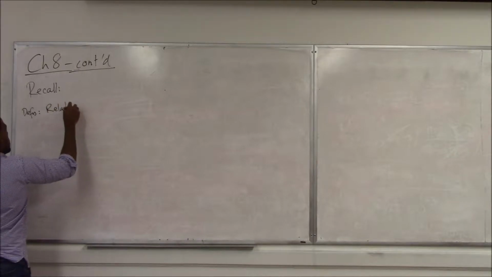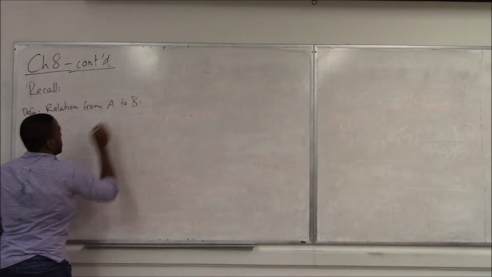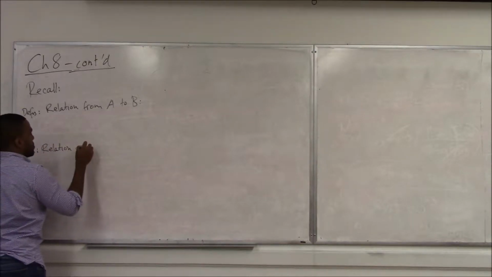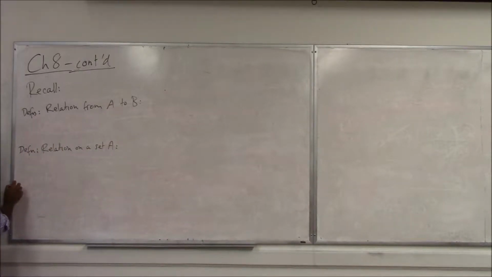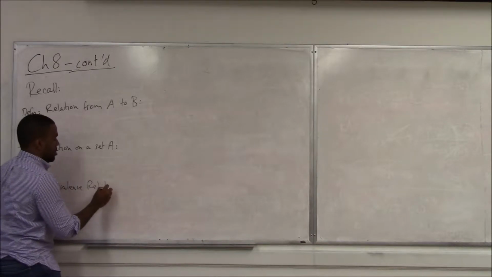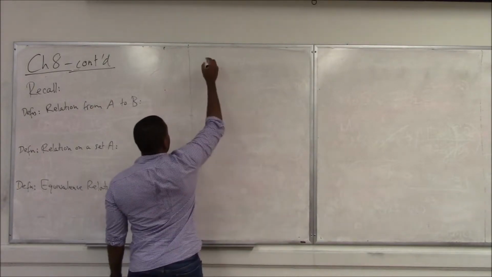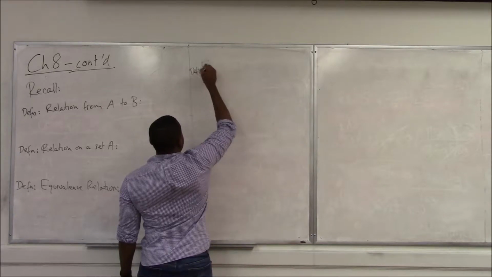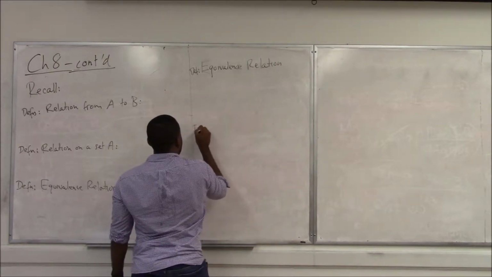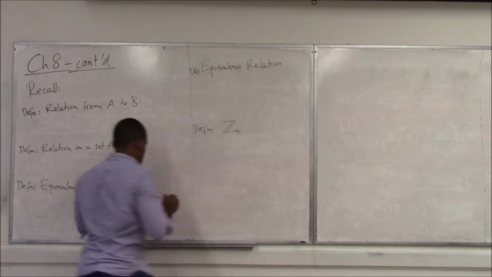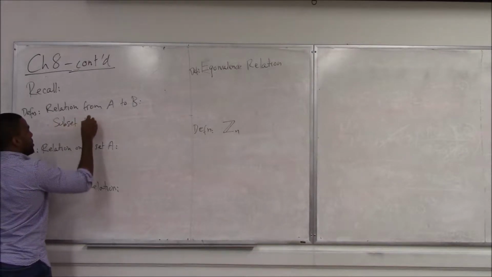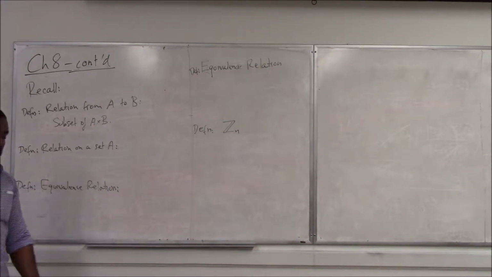What's a relation from a set A to a set B? We need to slow down. Equivalence relation. What's a relation from A to B? It's a subset of A cross B. So it's a set of ordered pairs where the first coordinate comes from the set A and the second coordinate comes from the set B.